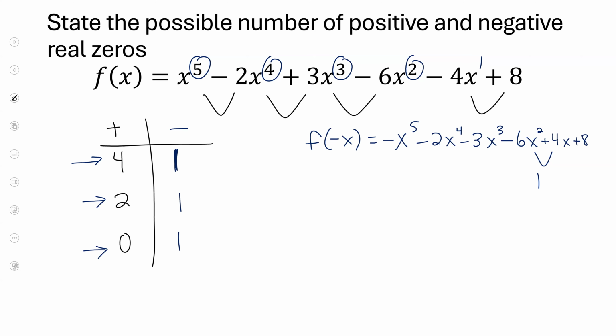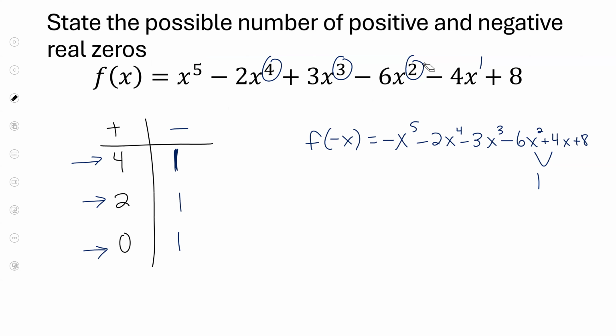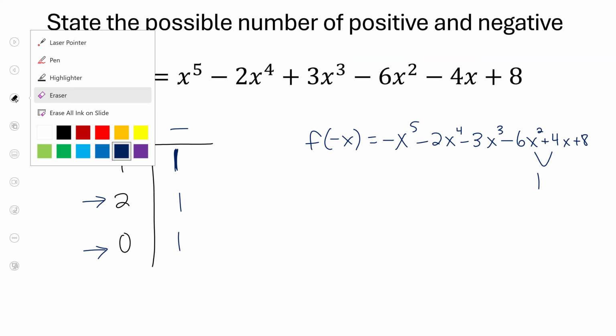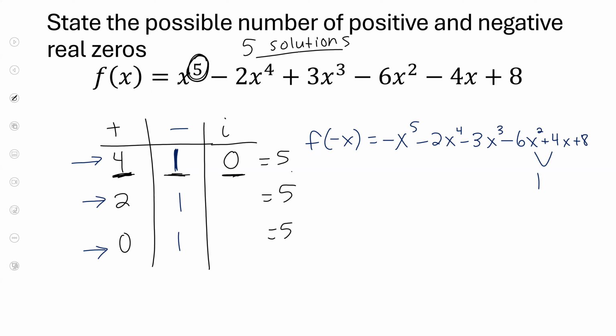All right, so let's talk about something else. I'm going to add another column to my chart. I'm going to add an imaginary column. Now, this is a 5th degree polynomial. That means I'm going to have 5 solutions. So this is 4 and 1. That's 5 solutions already. That means I don't have any imaginary numbers. So if you add across, 4 plus 1 plus 0 is 5. I'm always supposed to get 5 solutions.